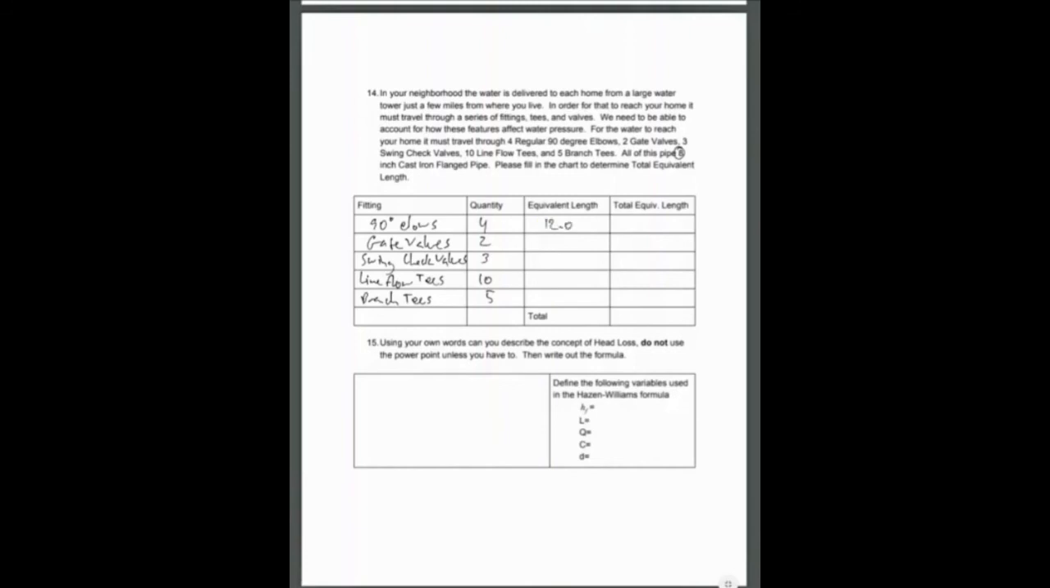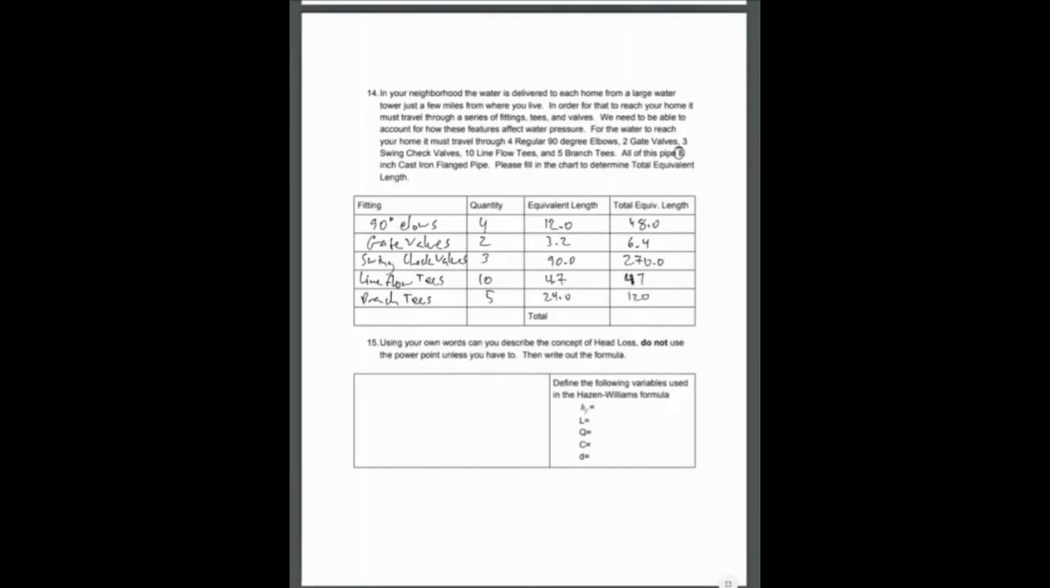90-degree elbow is 12 feet, gate valve is 3.2 feet, swing check valve is 90.0 feet, line flow T is 4.7 feet, and the branch T's is 24.0 feet. Multiplying across, you have 48 feet here for your 90-degree elbows, 6.4 feet for gate valves. Swing check valves, for 3 of those, you get 270.0 feet. Line flow T's, you have 47, not 4.7, 47 feet. And then branch T's, you have 120 feet.